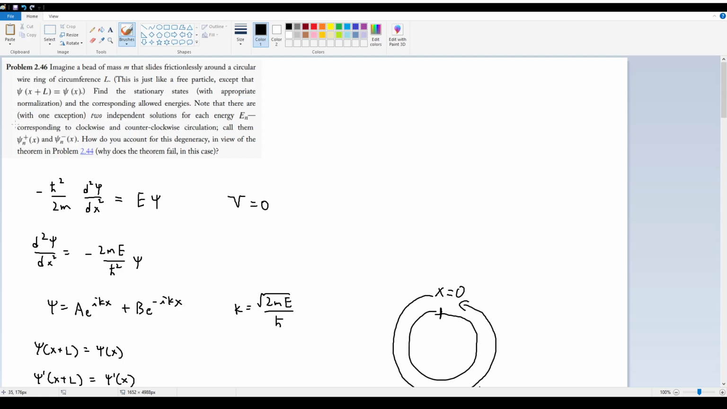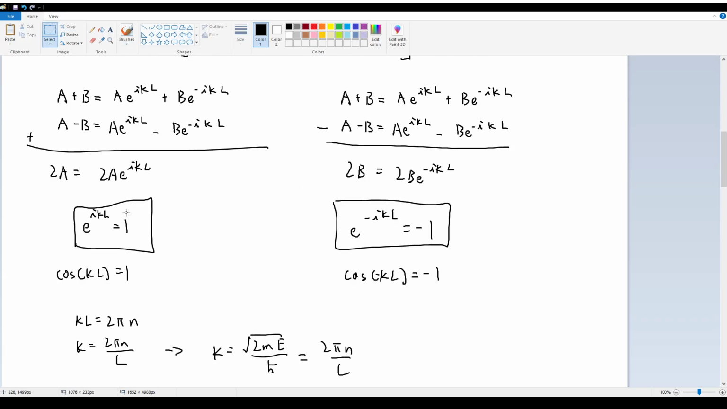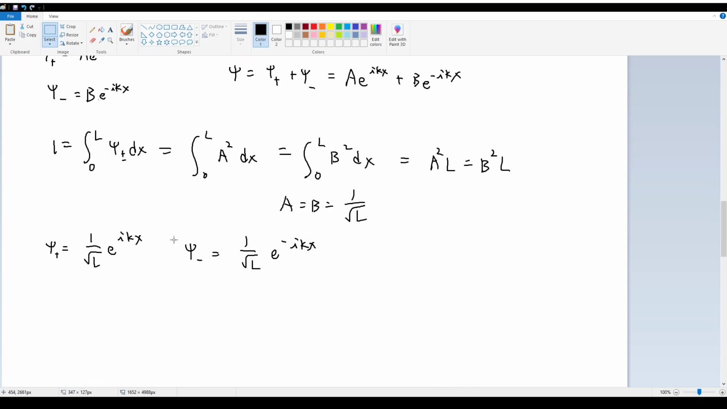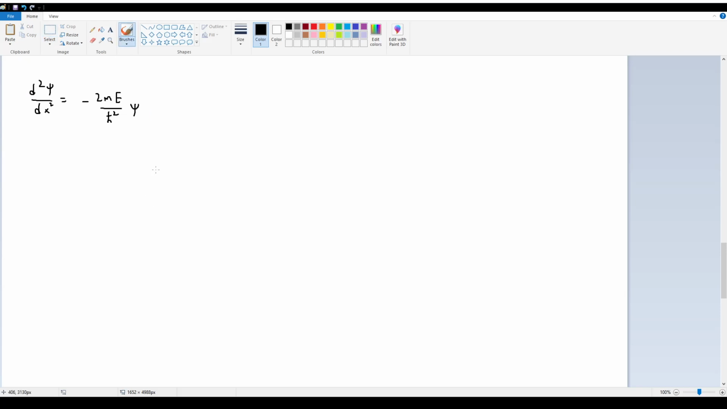Okay, now the final point. Note that there are, with one exception, two independent solutions for each energy. So what is the exception? Let's go back and look at our Schrödinger equation. The exception to the degeneracy is actually going to occur when E equals 0.